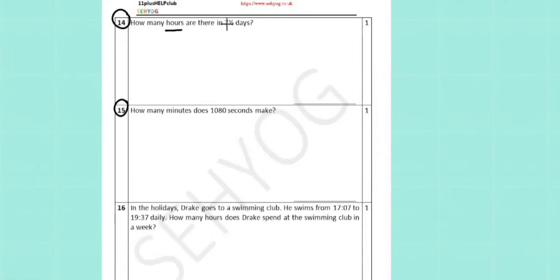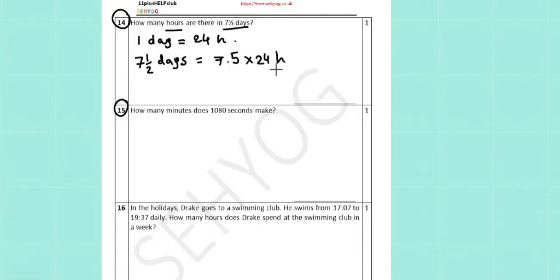Question number 14, how many hours in 7.5 days? So 1 day has 24 hours. So 7.5 days means 7.5 times 24, which gives us the answer 180.